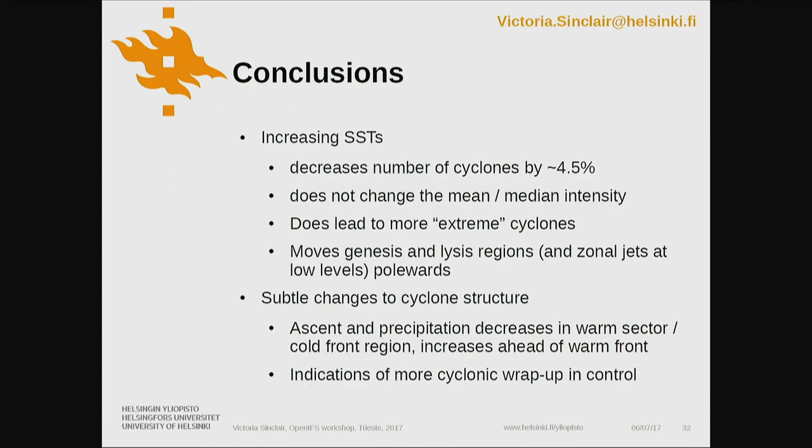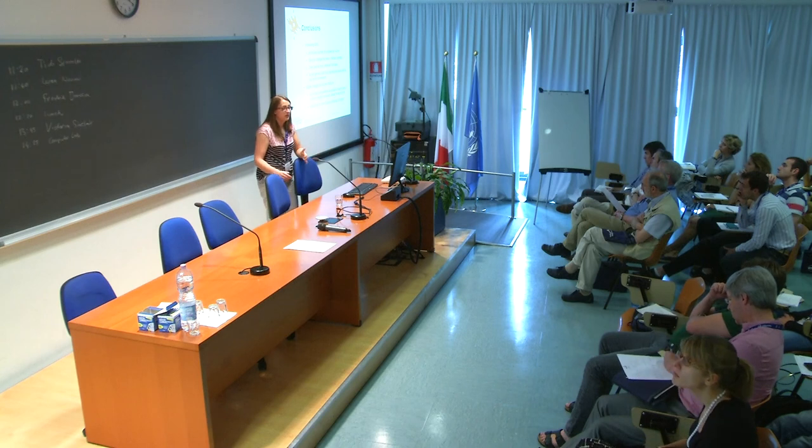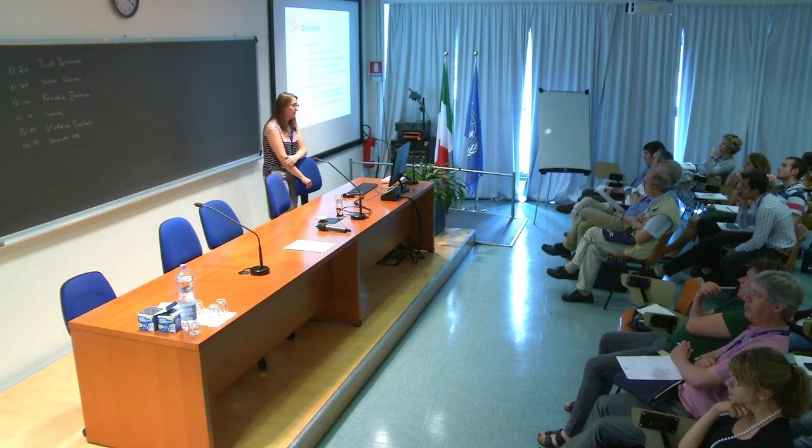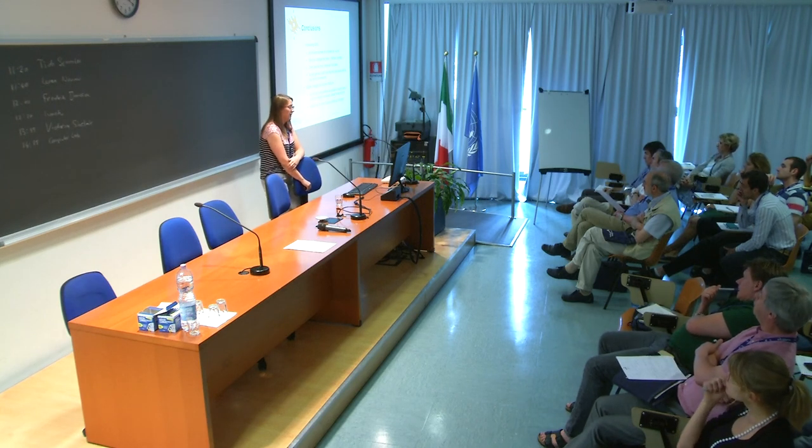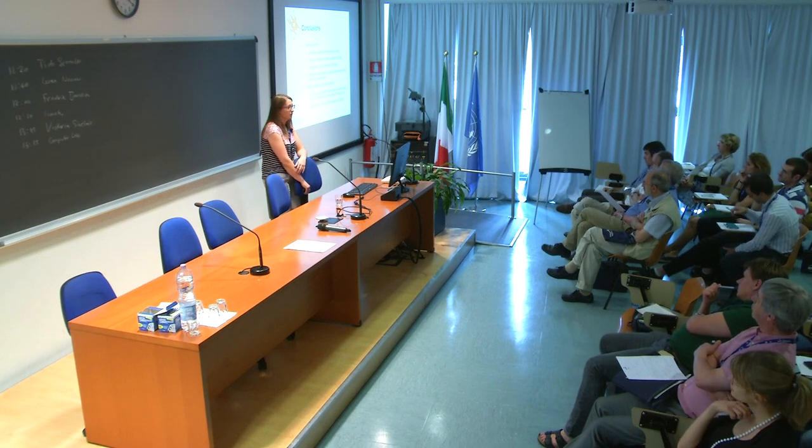So, some preliminary conclusions. When we increase the sea surface temperatures in our aquaplanet configuration, the number of cyclones decreases slightly, but the mean intensity does not change. There are more extreme cyclones, ones with very high maximum vorticities, and also the genesis and lysis regions move polewards, as do the zonal jets.